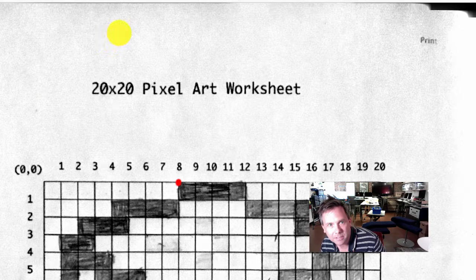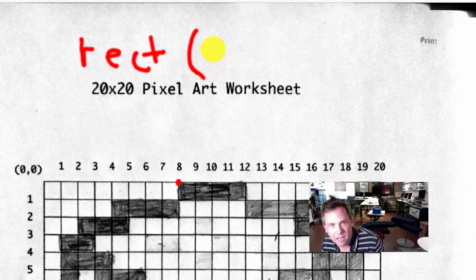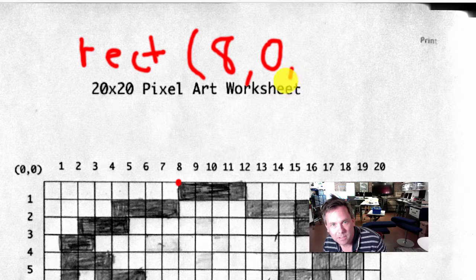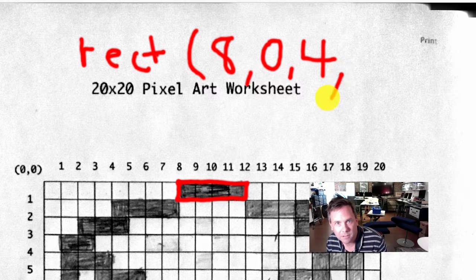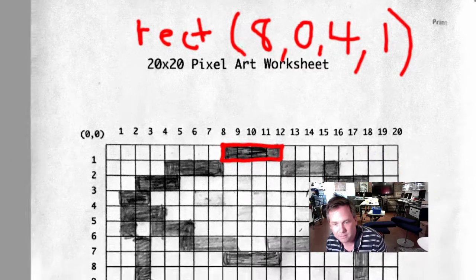Let me just write this down up here. I would do rect, parentheses. I would do X would be 8, comma, Y would be 0, comma, and then remember I need the width, so I count how many, 1, 2, 3, 4, would be 4, and then the height only goes down 1. And if I do this, and I program it, I should get this shape on my canvas. Let's try it.